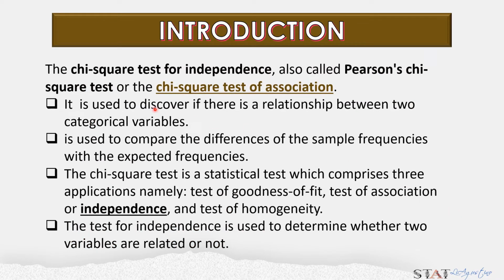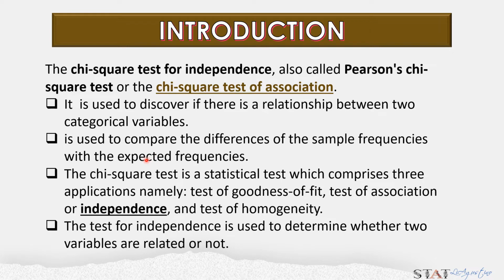Okay, so today we will talk about the chi-square test for independence. The chi-square test for independence is also called Pearson's chi-square test or the chi-square test of association. It is used to discover if there is a relationship between two categorical variables. When I say categorical variables, from the word itself, category, it's like, for example, your level, your gender, your degree, your program. So that is categorical variables, if you want to discover the relationship between two categorical variables.